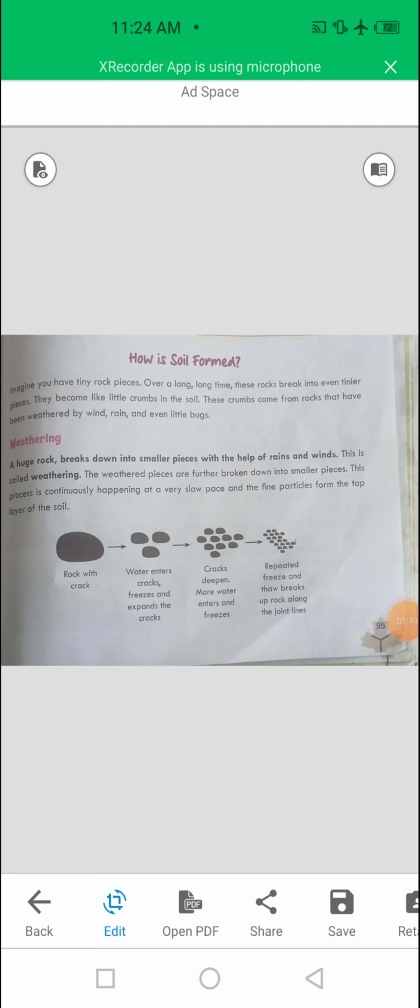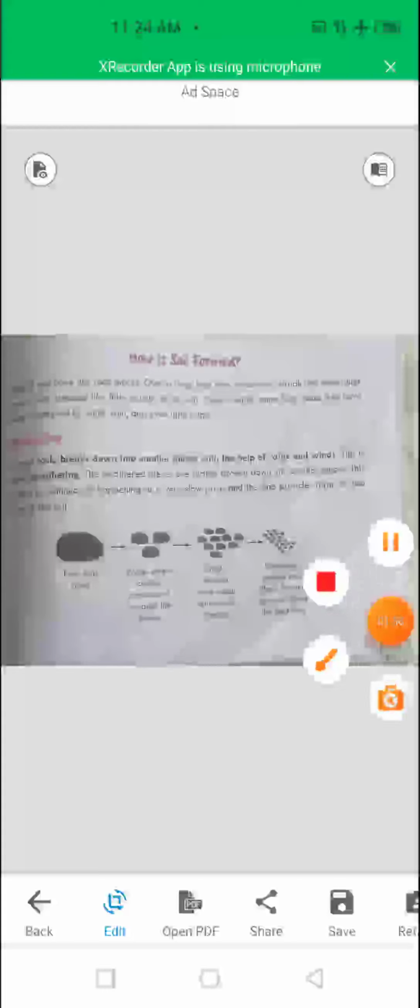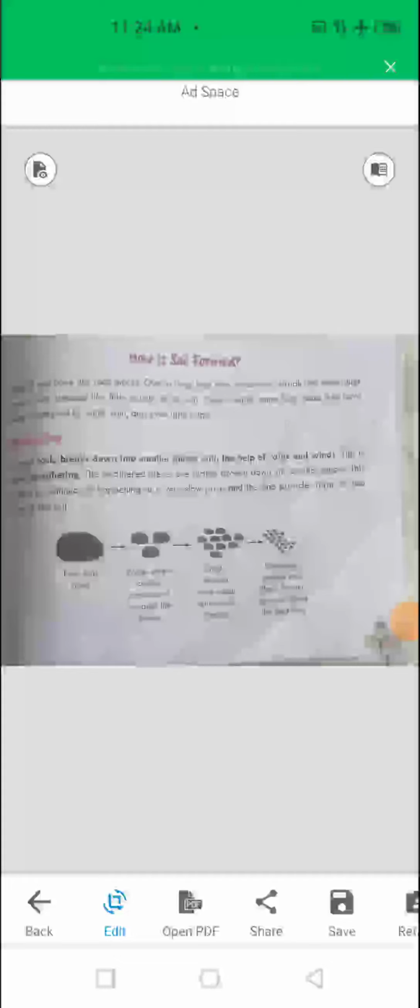Now we are going to discuss the formation of soil. Do you know how soil is formed? Let me tell you. Imagine you have tiny rock pieces. Over a long time, these rocks break into even tinier pieces. They become like little crumbs in the soil. These crumbs come from rocks that have been weathered by wind, rain, and even little bugs.